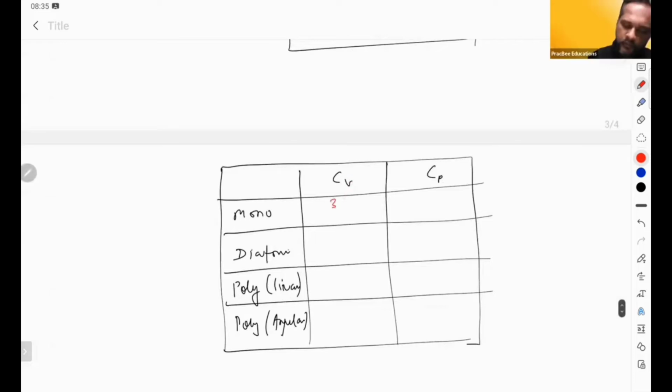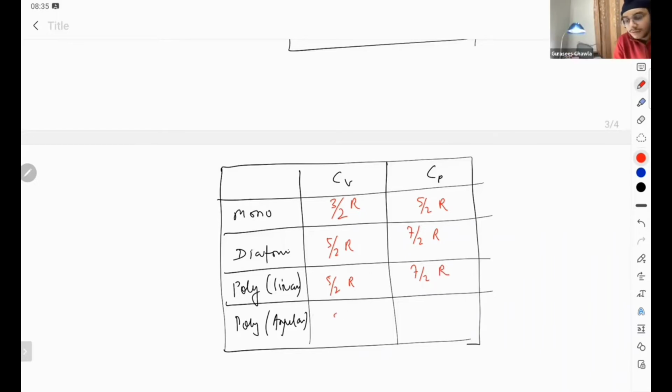For monoatomic, this is 3/2 R and Cp will be 5/2 R. This is 5/2 R, 7/2 R, 5/2 R, 7/2 R. And what will polyatomic be? 6/2 R and 8/2 R, that is 3R and 4R.